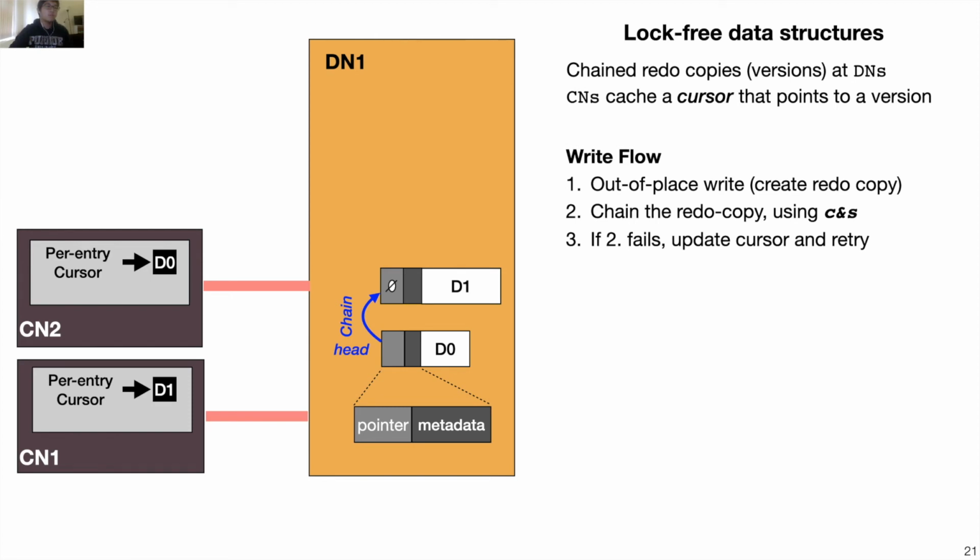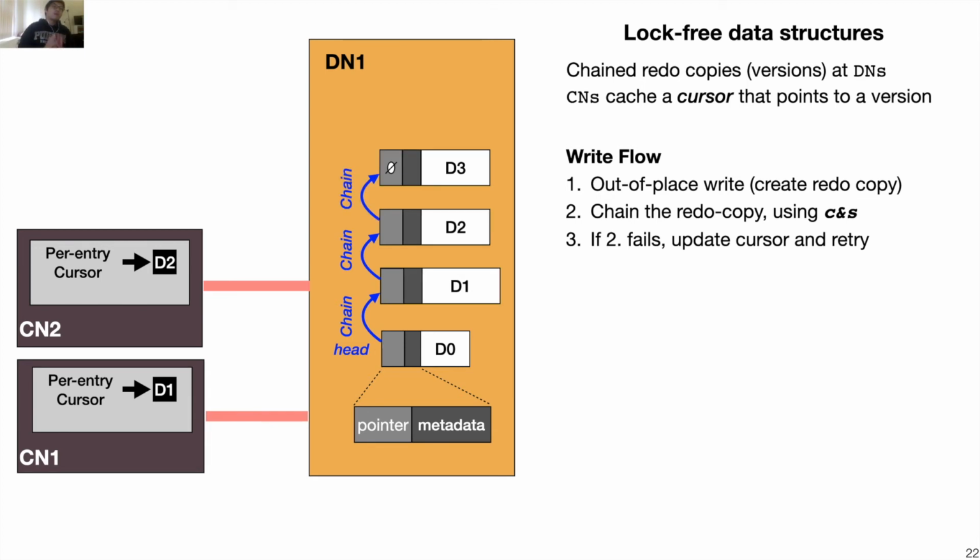Now assume CN2 also wants to perform a key write. Similarly, it will do an out-of-place write to D2. But the cursor at CN2 still points to D0, so CN2 still thinks D0 is the latest. So CN2 will try to link D2 onto D0. But this will fail since D0 is not the latest anymore. After this failure, CN2 will know that the latest is D1. So it will try another compare and swap to link D2 onto D1. Similarly, CN1 writes another D3.